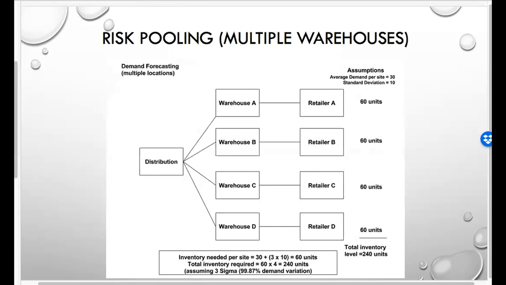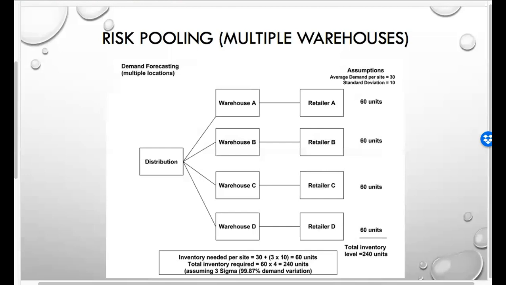But since we're dealing with total variation, we're only dealing to the right side of the distribution. So 3 sigma from the mean on the right side is basically our customer service level, so to speak, which is going to be 99.87%. Obviously, the higher you go with customer service level, the more inventory you need to address it. That's why variation reduction is very important. So 30 plus 3 sigma worth of standard deviation is 60 units per site. So a total of 240 units. It's very simple math.